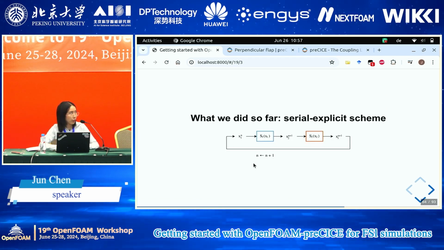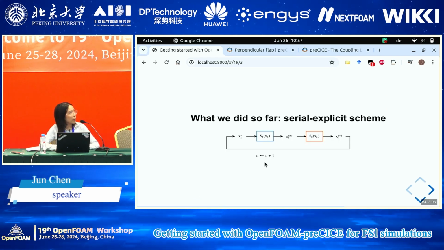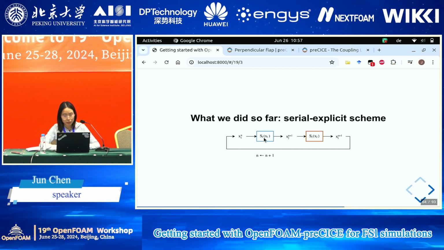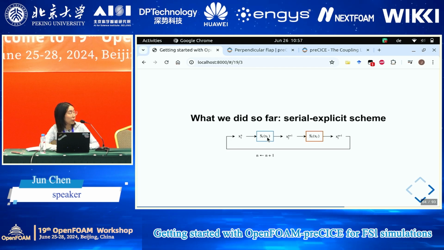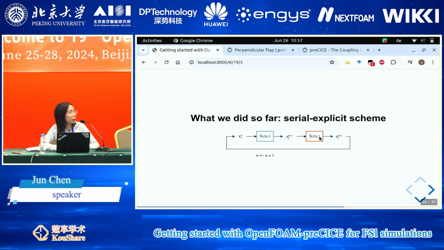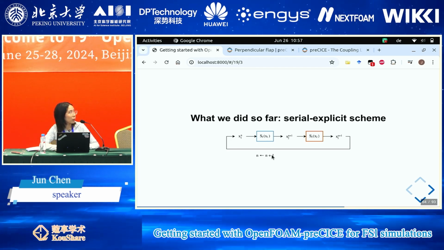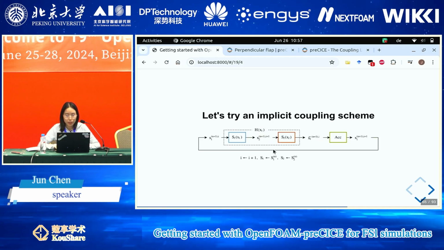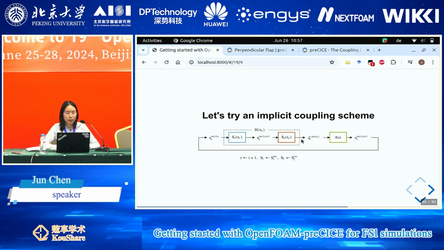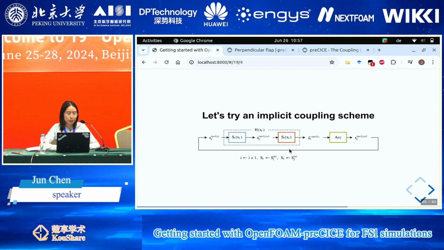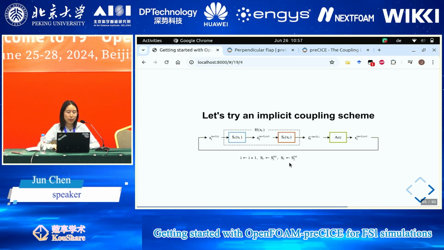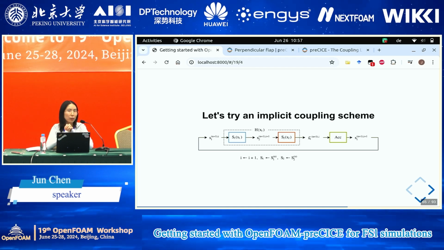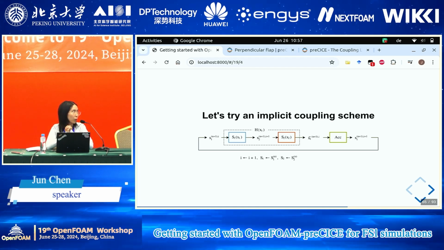And what we did so far is a serial explicit scheme. So we have the fluid send data and solid send data, and then we move to the next time window directly and start again. And we want to try an implicit coupling scheme because, as I mentioned before, through doing multiple iterations for one time window, it can help the whole coupling scheme to converge.